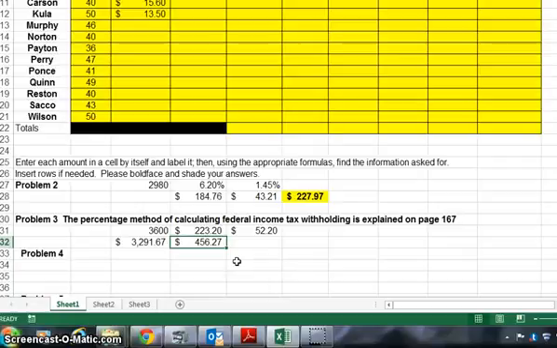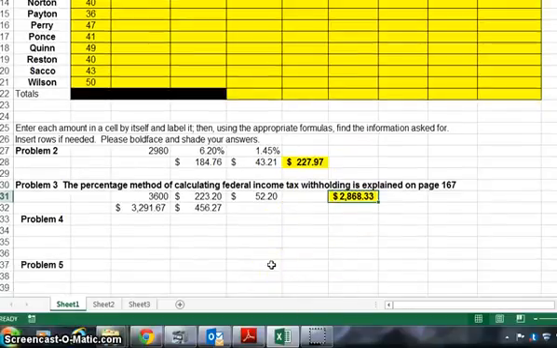Okay, so then the question is, what is the net pay? Well, the net pay is what is left over after everything is subtracted. So I'm going to start with $3,600. I'm going to minus off the $456.27, minus off the Social Security, minus off Medicare, and your answer for number 3 should be $2868.33. And if you can bold that and put some yellow shading on it.